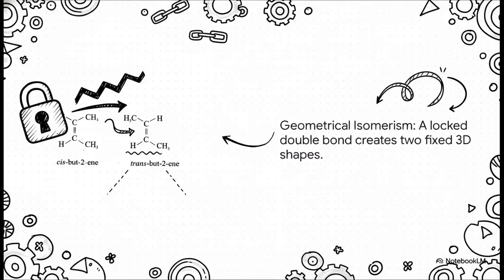A perfect example of this is geometrical isomerism. You see that carbon-carbon double bond right in the middle? I want you to think of that like a hinge that's been welded shut. It cannot rotate. It's locked in place. And because it's locked, the other groups are stuck. In the cis isomer, you can see the 2 CH3 groups are stuck on the same side, but in the trans isomer, they're stuck on opposite sides. Same connections, but 2 totally distinct 3D shapes that can't change into one another.